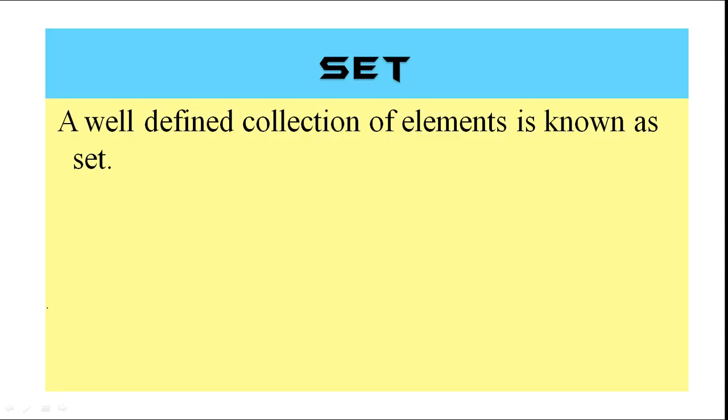The first term is set. A well defined collection of elements is known as set. Let me take an example. Suppose I am writing Virat Kohli, then Mango, then cow, then I write Mumbai. So, you can see this is not a collection of well defined elements. Virat Kohli is a player, mango is a fruit, cow is an animal, and Mumbai is a city. So, this is not a set.